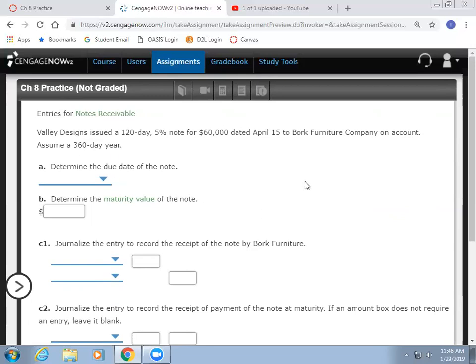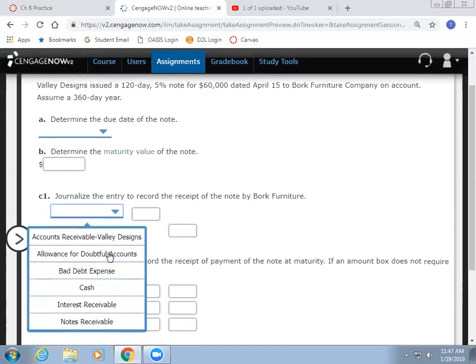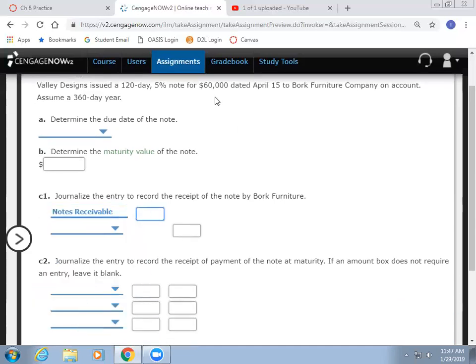Here it says Valley Designs issued a 120-day 5% note for $60,000 dated April 15th to Bork Furniture Company on account. I'm going to skip around a little bit and go down to C1 where it says journalize the entry to record the receipt of the note. The day that we issue this note, I'm going to record it just like I would an accounts receivable. I'm going to debit notes receivable, which is the only difference, for the face value, the $60,000.